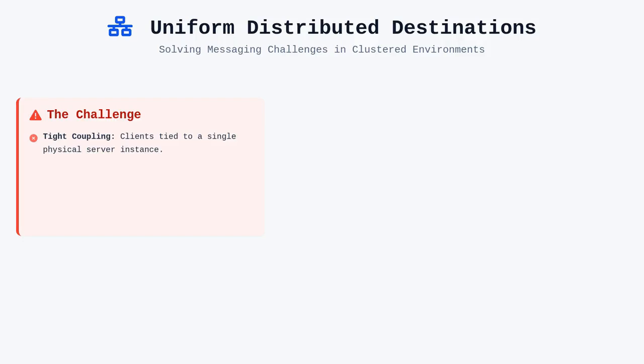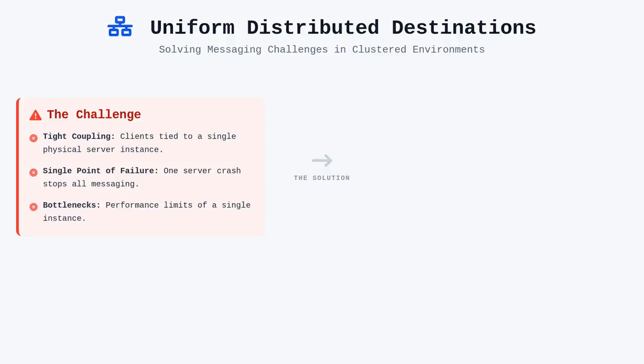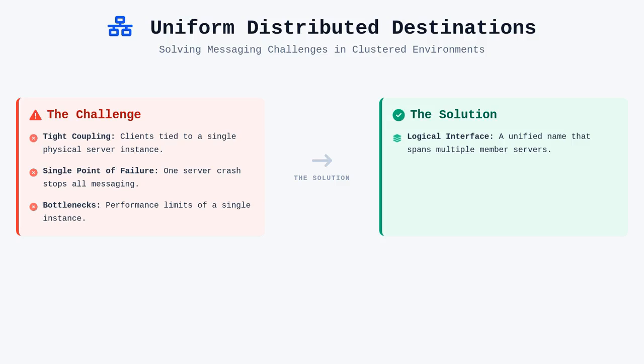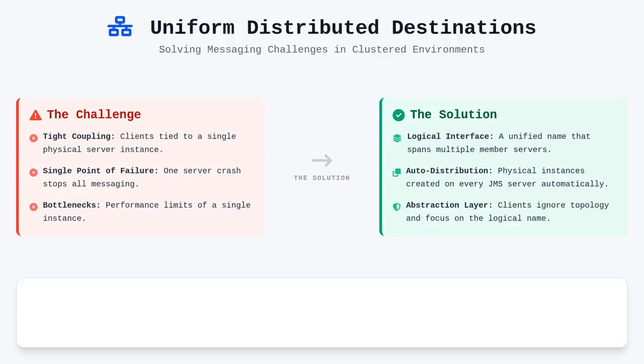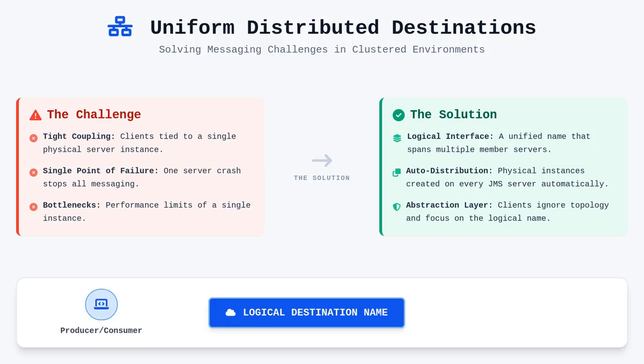If we rely on a single destination instance, that server becomes a single point of failure and a performance bottleneck. Uniform distributed destinations solve this by providing a unified logical interface that spans multiple member servers within a cluster. When you define a uniform distributed destination, WebLogic automatically creates a physical queue or topic instance on every JMS server that is targeted to the cluster. This abstraction layer ensures that your producer or consumer applications do not need to know the specific topology of the cluster. They simply interact with the logical name, and the infrastructure handles the distribution of messages across the available members.